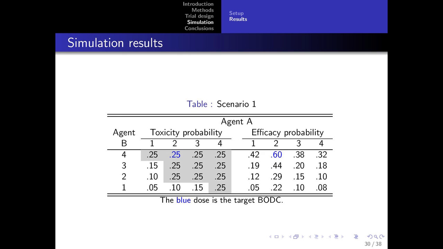Page 30. Here we show the true toxicity and efficacy under scenario 1. You can see in this case, toxicity initially increases and then becomes flat. The efficacy is non-monotone. Otherwise, the highest dose in the upper corner should have the highest efficacy, but it's not. In this case, the combination of dose level 2 for agent A and dose level 4 for agent B, highlighted in blue, is our target. It has tolerable toxicity because our upper bound is 30%, and also has the highest efficacy probability.